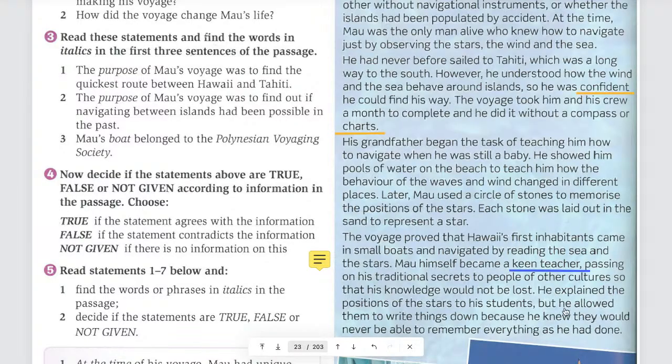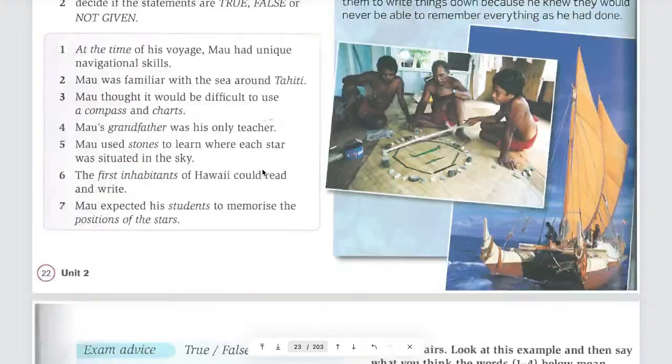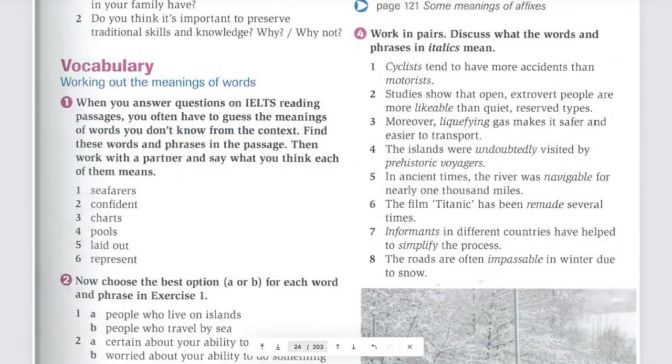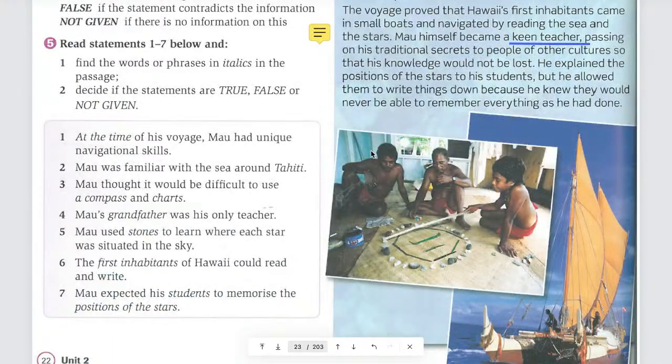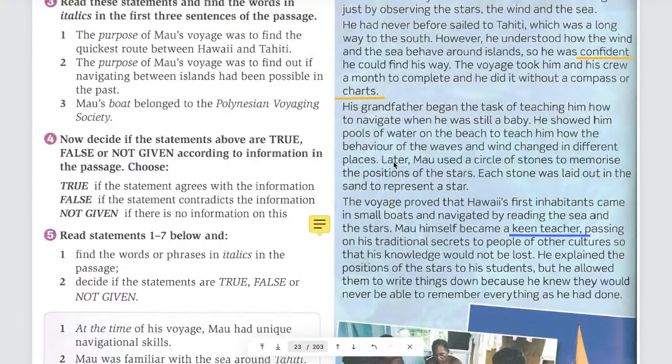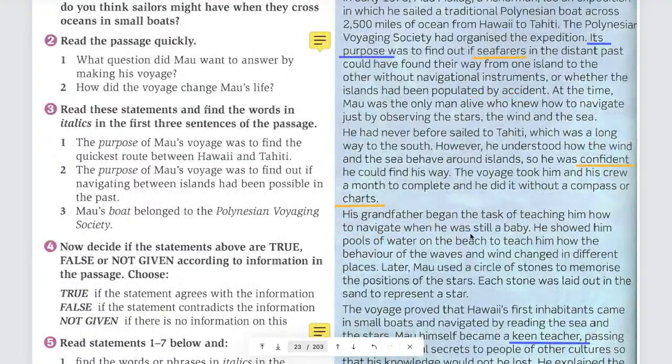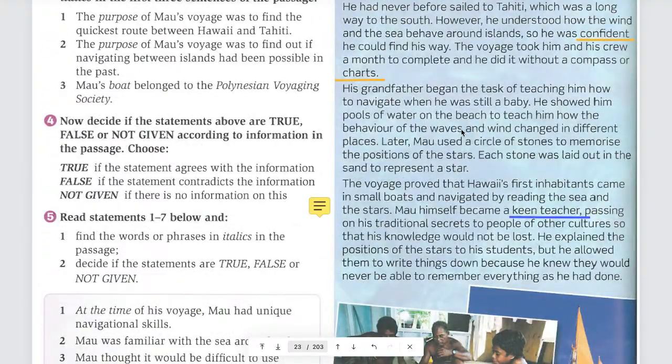Alright guys, let's continue. We just ask about charts, you know, right? Pools, where is that? It's in paragraph 2, line number 3 from the top. The first one. Pools, yes, he showed him pools of water.